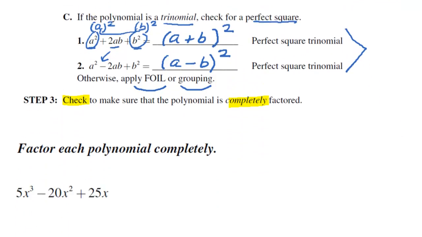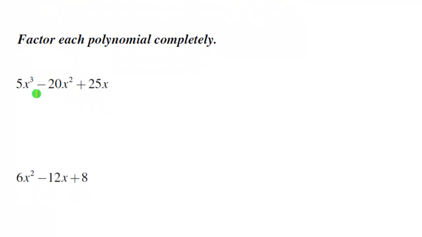All right, let's do some examples here. Factor each polynomial completely. Here we have 5x cubed minus 20x squared plus 25x. That's our first polynomial. And remember step 1? Step 1, we're looking for a GCF, greatest common factor. So you're going to look at all 3 terms, and do they have something in common? If you said yes, you are right, because all 3 terms have a 5 and an x factor in common. So we're going to pull out the 5x. So the GCF is 5x.